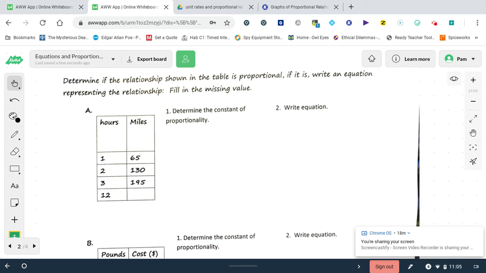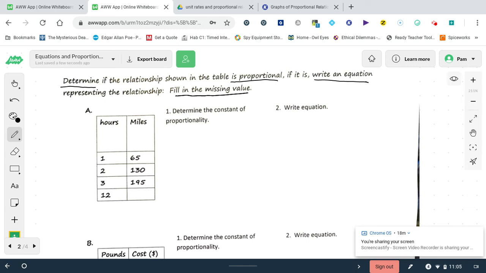All right, so let's go forward. Let's hope I can write. All right, so we're going to first determine if it's proportional. Then we're going to write an equation, and then we're also going to find a missing value. I'll show you how to do that. All right, but first, let's just see if it's proportional or not.